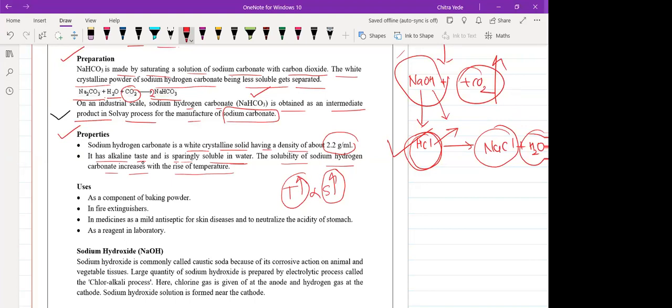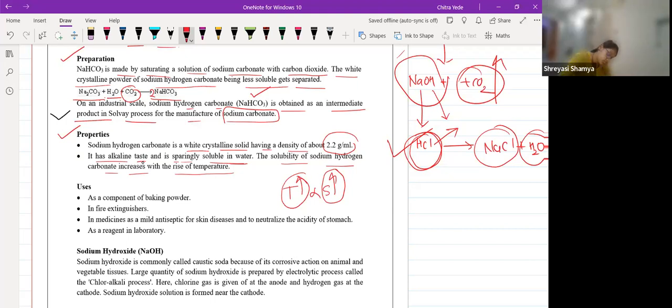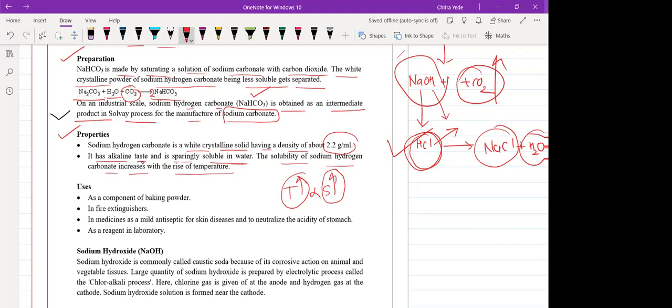Sparingly soluble means easily soluble, like salt: if you dissolve it in water, it will dissolve easily. Okay, now we have uses. As a component of baking powder, it is the main component of baking powder.